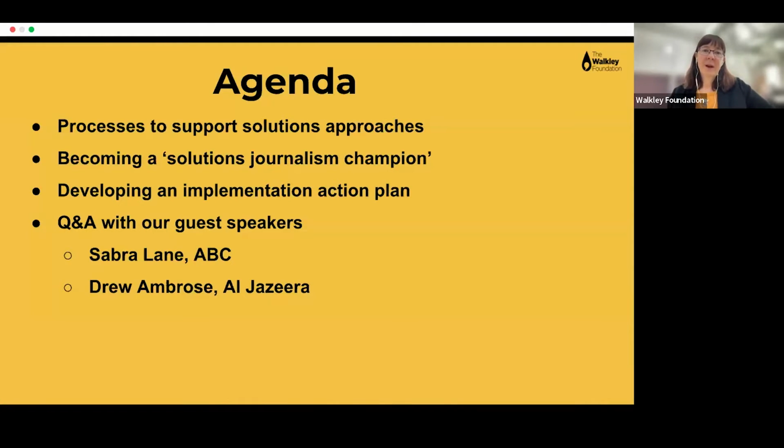We'll think about becoming a solutions journalism champion, and that will cover whether you are an editor and you want to introduce it to your newsroom, or whether you're a reporter and you want to encourage perhaps the adoption with your colleagues and bring editorial management on a journey and get their buy-in.